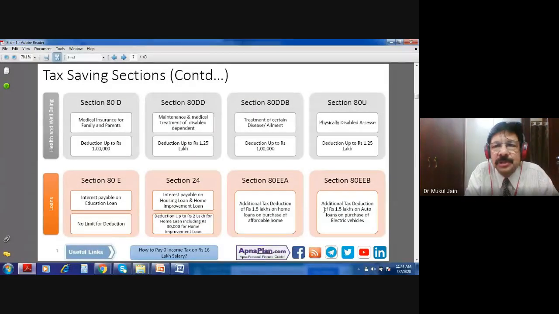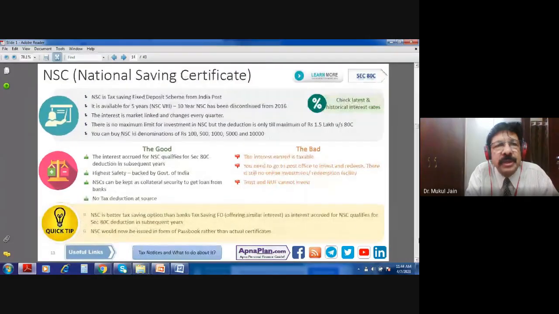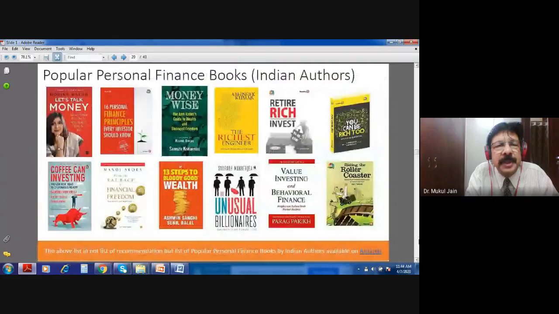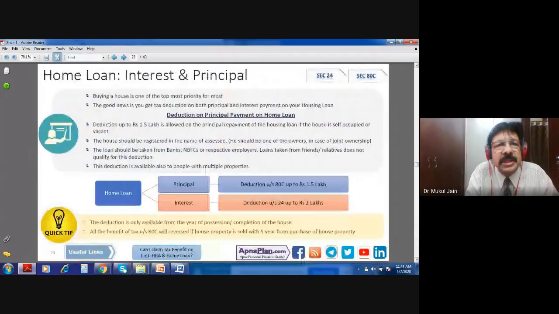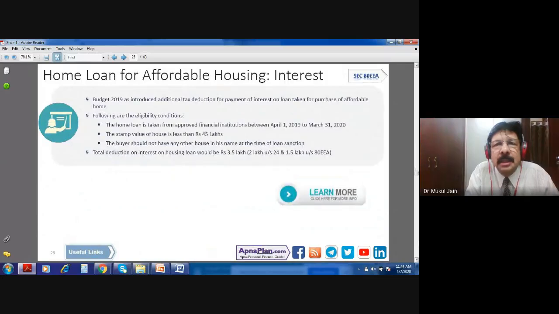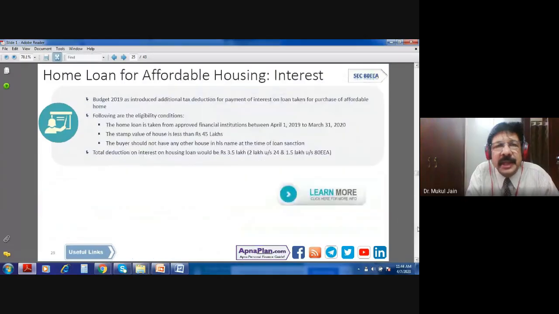If I can find this detail. Once again, yeah, it has come back to that. Public Provident Fund, NSC, National Pension Scheme, Life Insurance Plan, Stamp Duty, Home Loan, Interest and Principal, Affordable Housing, yes. Interest, yes. Now next slide, yes.